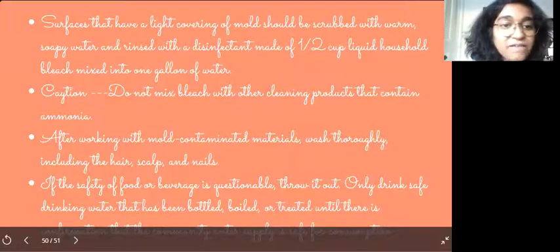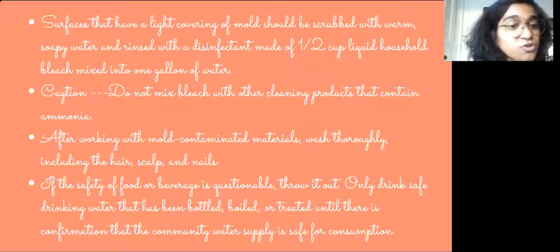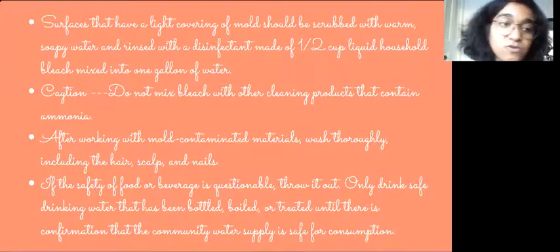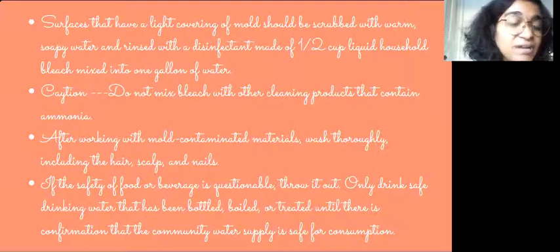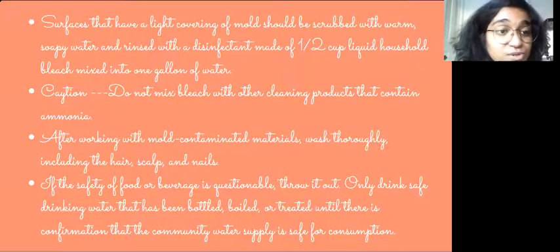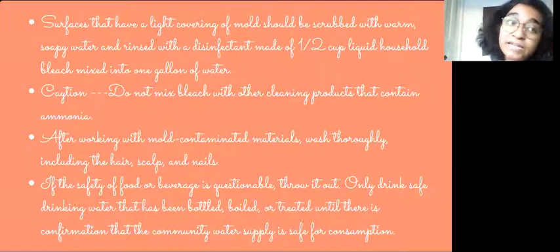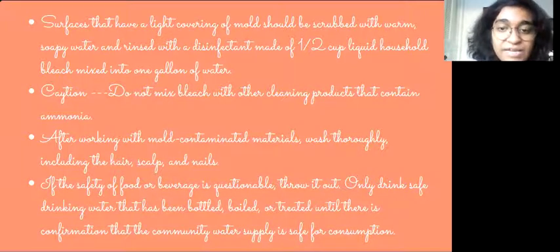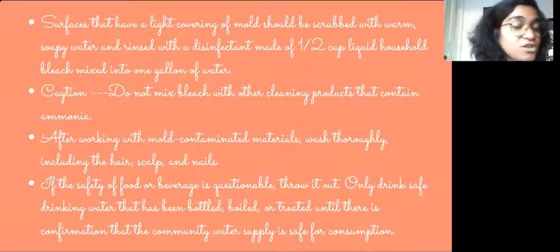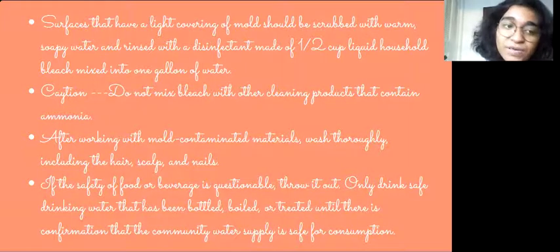Surfaces that have a light covering of mold should be scrubbed with warm soapy water and rinsed with disinfectant made of 1.5 cups of liquid household bleach mixed into 1 gallon of water. So, what should you use for removing mold off the walls? Use 1.5 cups of liquid household bleach and soapy water, rinsed with disinfectant. So, the next one, caution. Do not mix bleach with other cleaning products that contain ammonia. So, do not mix bleach with ammonia.